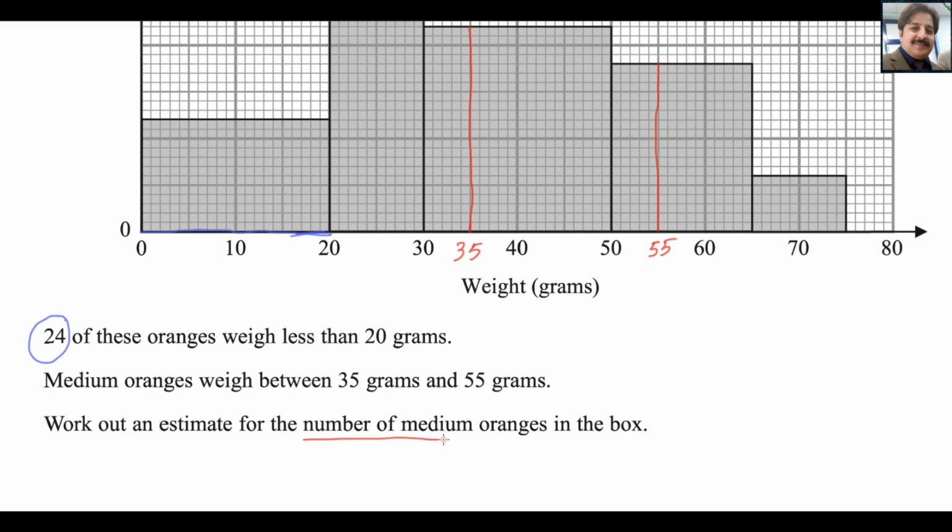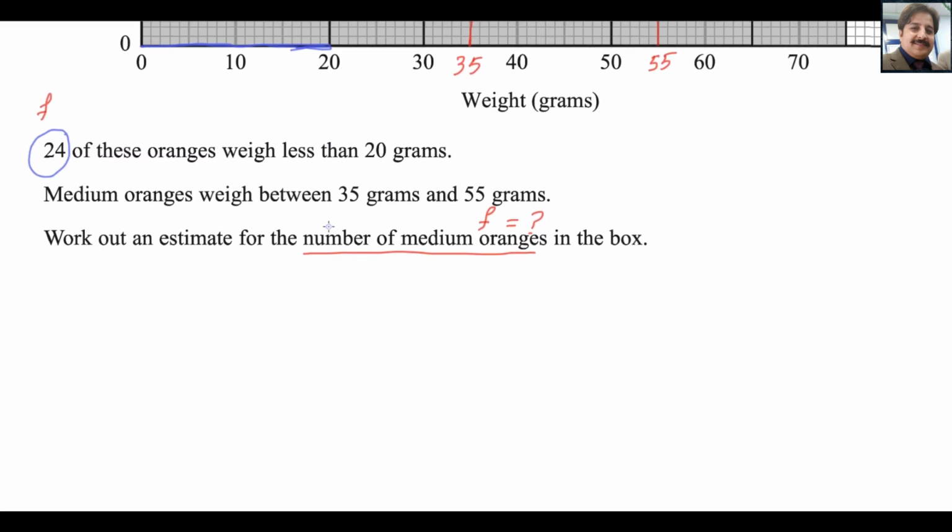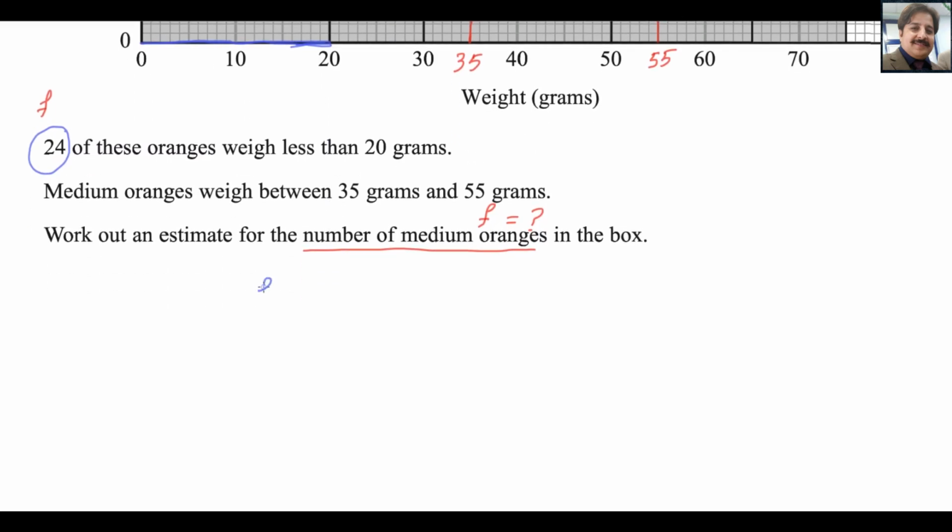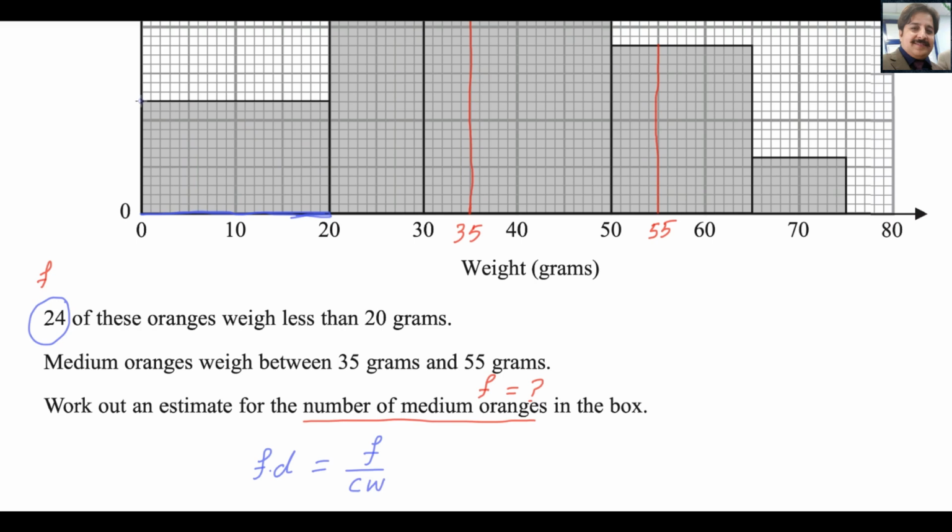We want to find the frequency for the medium. Okay, for medium you need to find the frequency actually. Okay, the number of oranges will be the frequency. So this is the frequency for this interval, this blue line. Okay, if you remember the formula, frequency density is equal to frequency over class width. Okay, so you can find the frequency density for this interval.